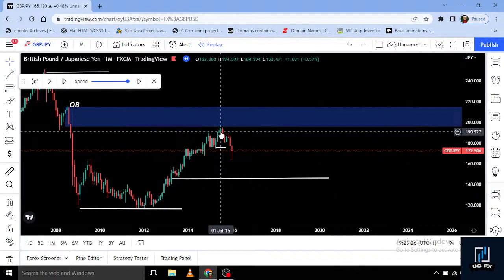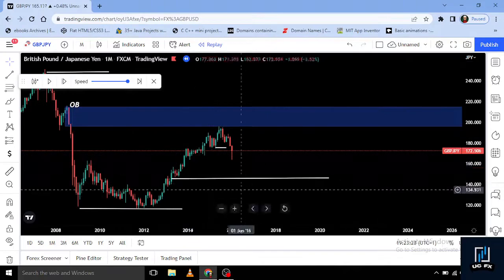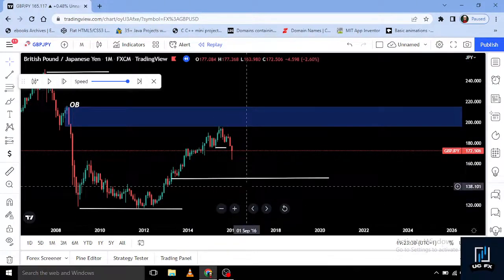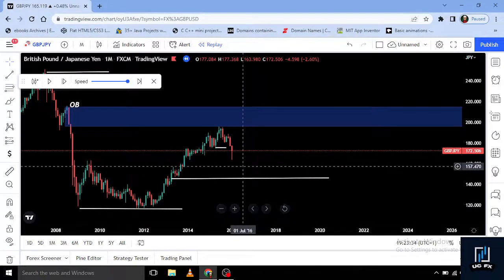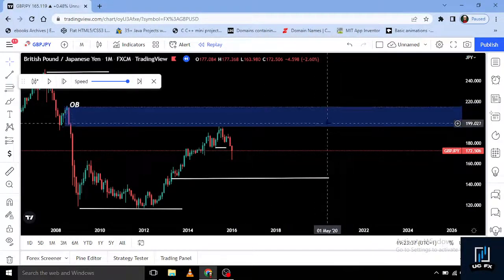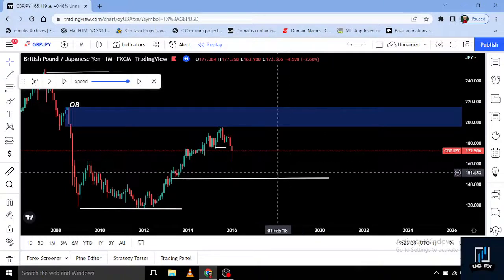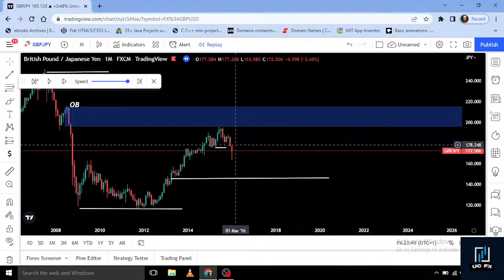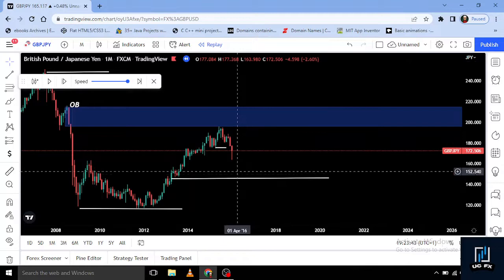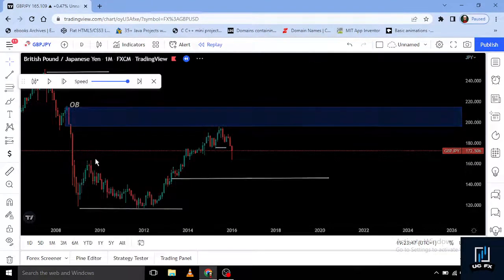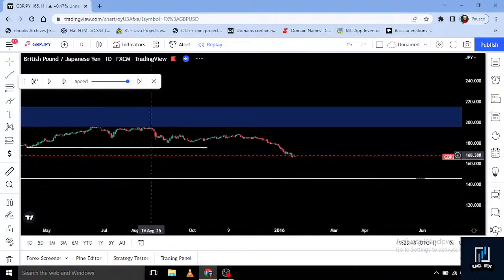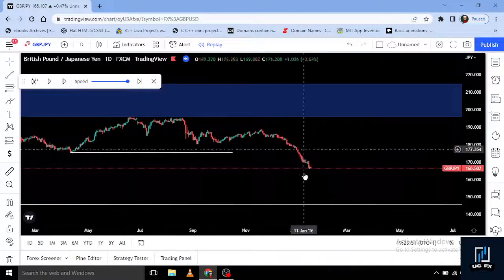Considering this range, so this is the next discount level. So price might decide to break this structure, or it might decide to reverse from this point. So we don't know yet, but we are interested in taking shots to this area. So let's go back to the daily time frame. So here in the daily time frame, we are targeting this area.